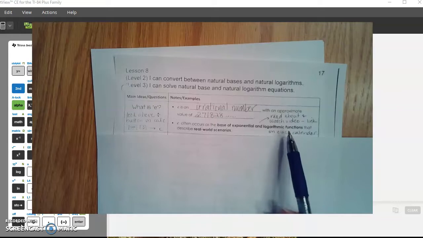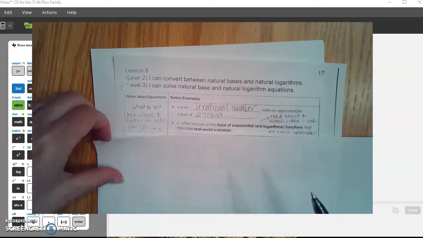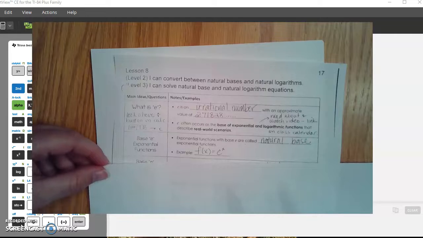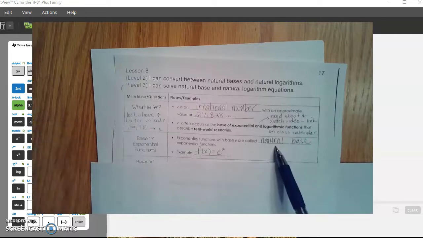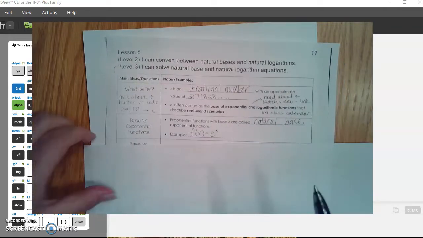There's going to be a video that you need to watch that has information about what this really means in real world applications and such. So e is a natural base. For example, you can write it as e to the x. Remember, e is a number. It's not a variable. Okay?